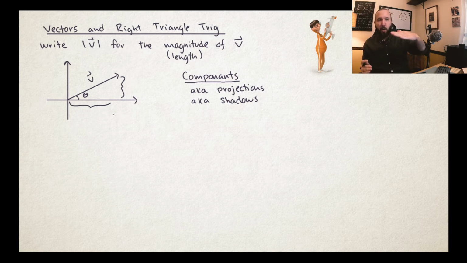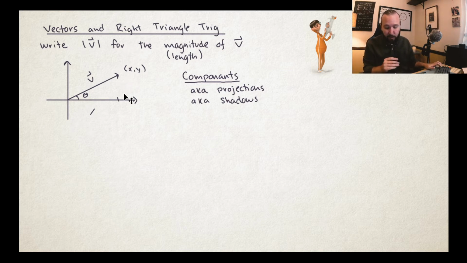So it's kind of the horizontal part of the vector and the vertical part of the vector. These are called the components of the vector, or the projections of the vector, or the shadows of the vector. So if the tip of this vector right here is at the point x, y, then you can see this length right there is just going to be x, and that length right there is just going to be y. So we have new names for these because now, instead of thinking of them as just being lengths, we're now thinking of them as being vectors.